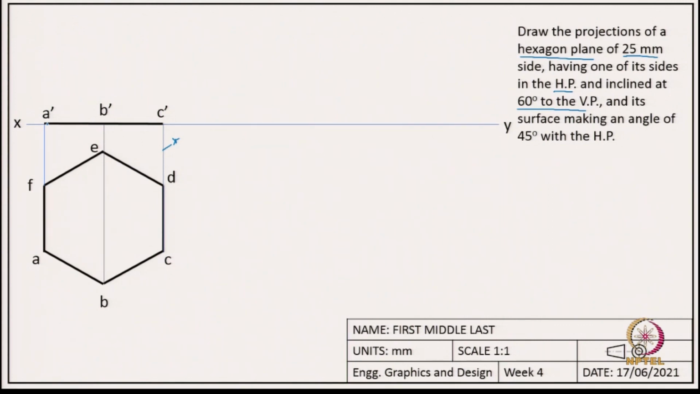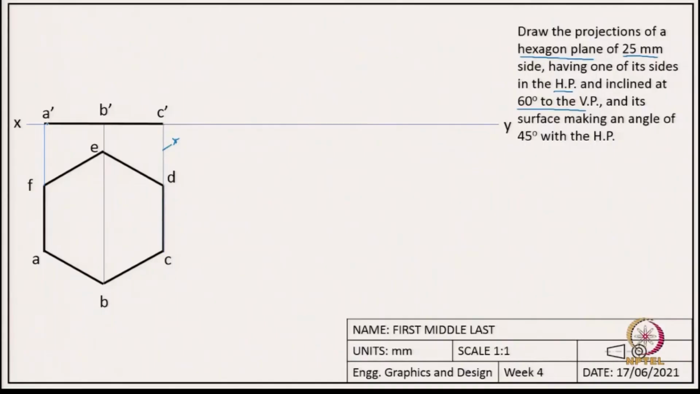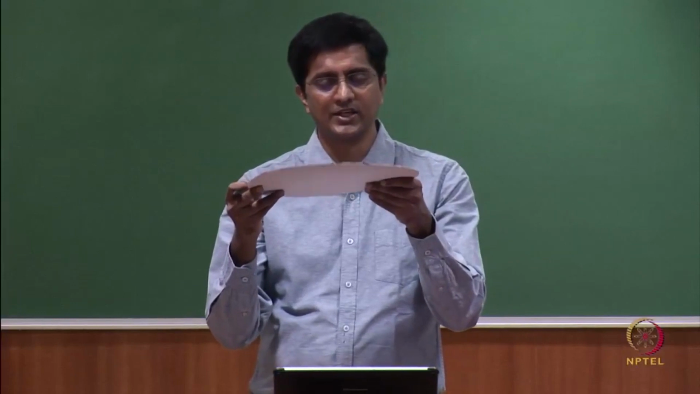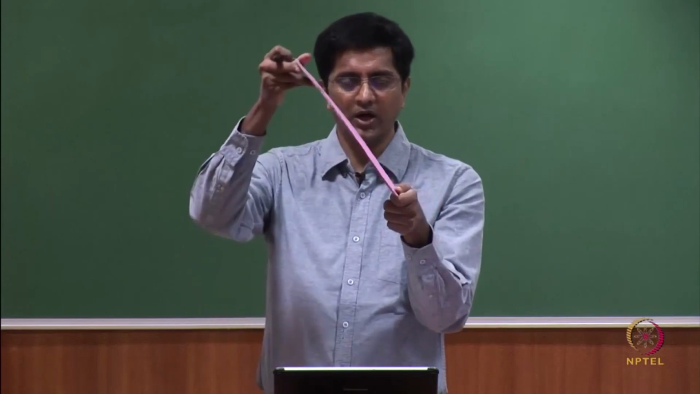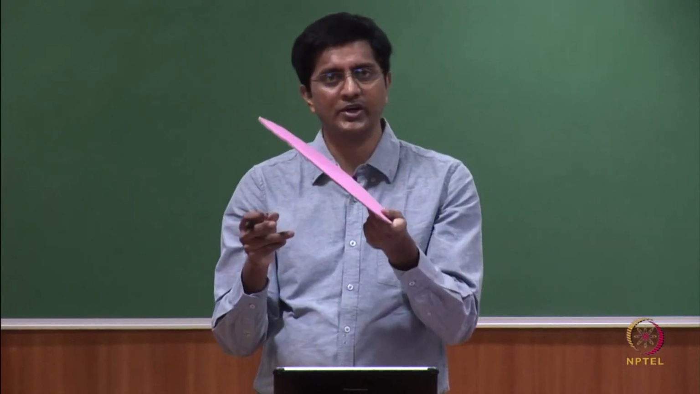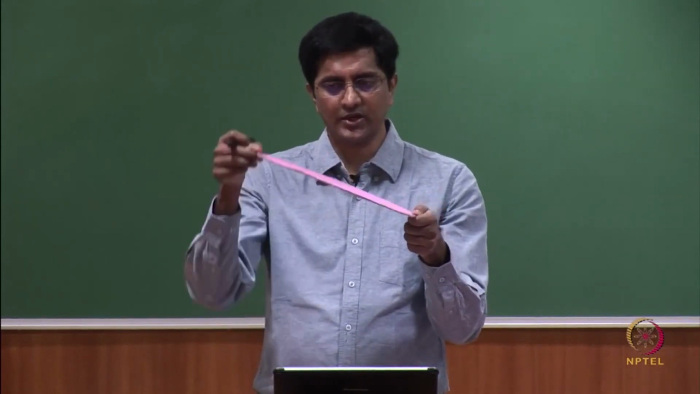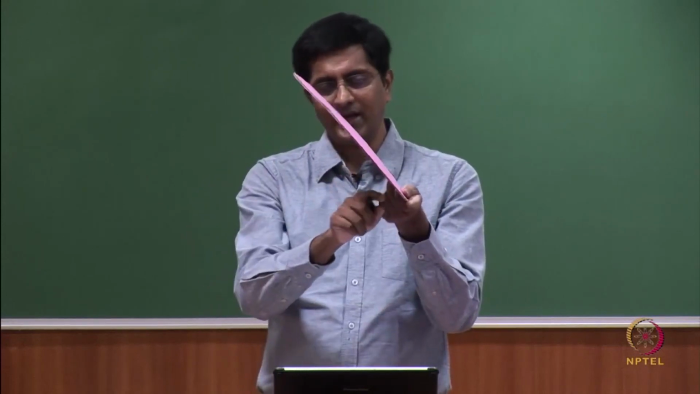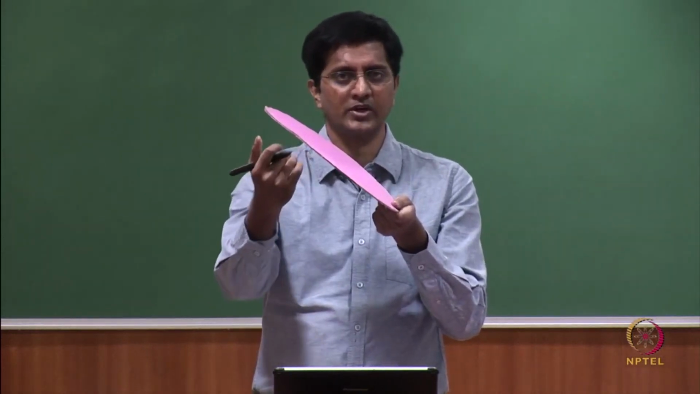Now, what I will do is, instead of inclining this hexagon with both the horizontal and vertical plane, I will only make it inclined to one single plane. Let us assume that this is the hexagon we are talking about. Initially it was lying on the horizontal plane. Now, I will tilt it such that it makes an angle of 45 degrees with the horizontal plane. So, what I have done is I have just rotated it such that it makes an angle of 45 with the horizontal plane, but it is still perpendicular to the vertical plane.